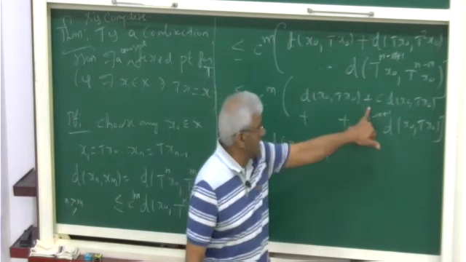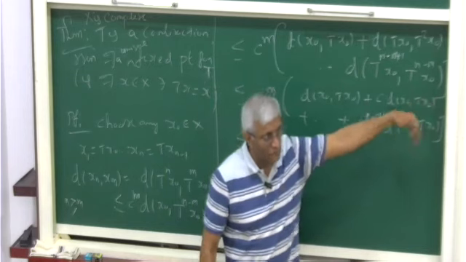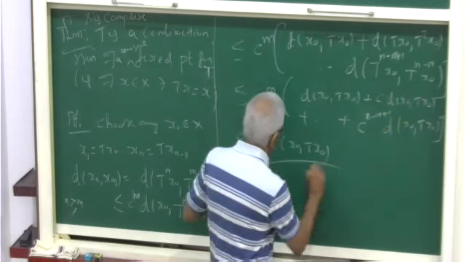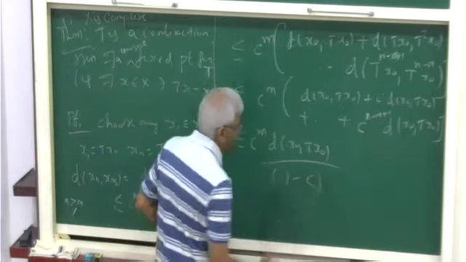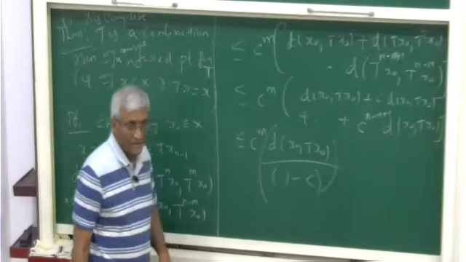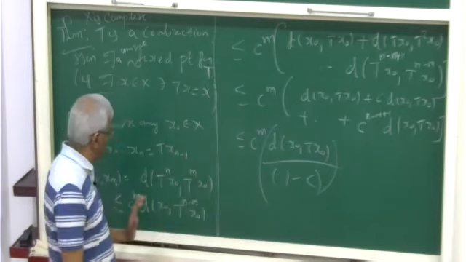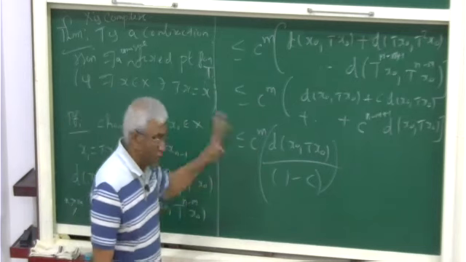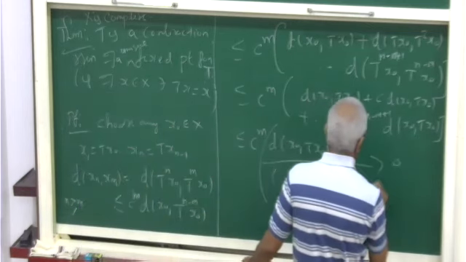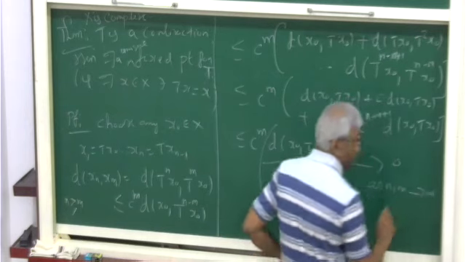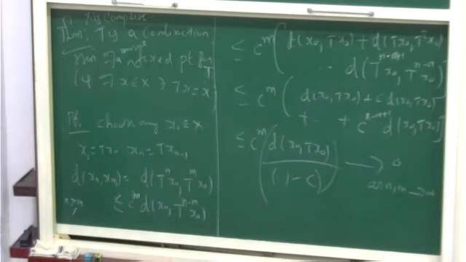But this is just 1 plus c plus up to, which, since c is positive, you can take up to infinity. c is less than 1, so this is 1 over 1 minus c. Geometric series. Hope all of you know this. So this is just a constant number. In fact, it doesn't have n. But of course, n is greater than m, so this goes to 0 as n and m go to infinity. We are using that c is strictly less than 1. If it is 1, it will not work.